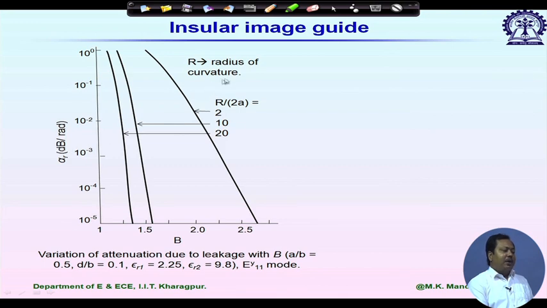We have some radius of curvature, given by capital R, and we are considering it for different R by twice a values. You remember a is the width of the channel. Now for R by 2a equal to 2, this is the graph, and for R by 2a equal to 20, when R is small, this is the graph. From this you have some idea how to minimize the leakage loss from insular image guide.